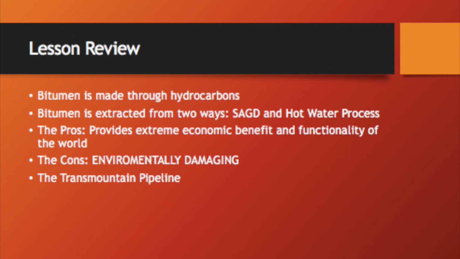In summary, we went through various topics in the presentation. We went through bitumen being made through hydrocarbons. It's been extracted through two ways: the steam-assisted gravity drainage and the hot water process. We went through some pros, that it provides economic benefits and also the functionality of the world. And one of the biggest cons, it's environmentally damaging.